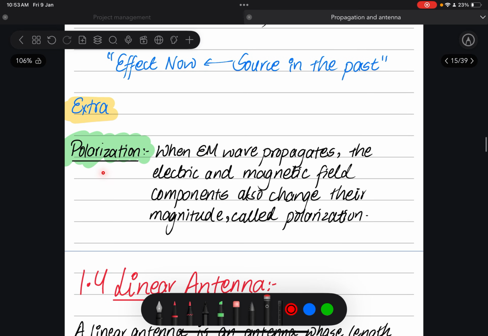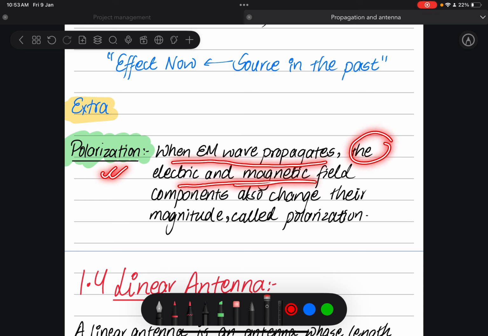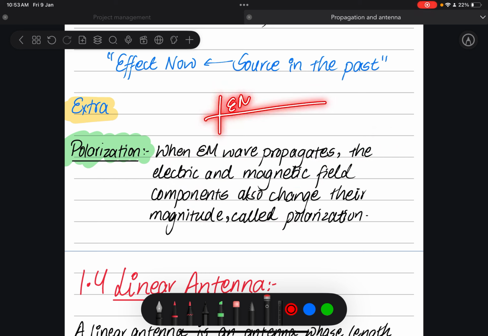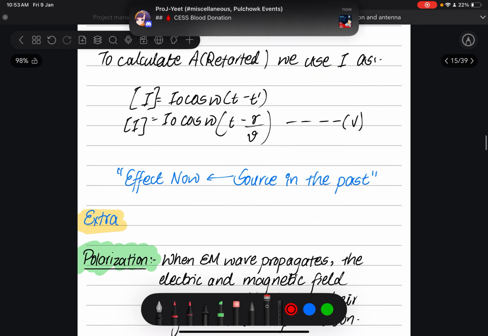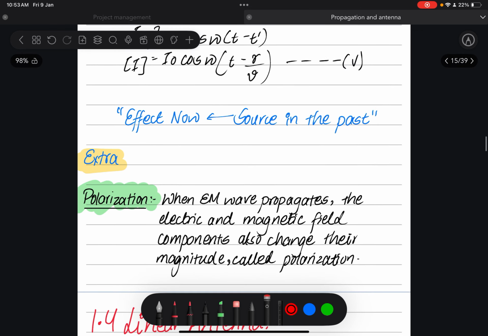So let's talk about what polarization is. When an EM wave propagates, the electric and magnetic field components also change their magnitude, called polarization. As simple as that. When an electromagnetic wave is propagating, the electric and magnetic field components will also change their magnitude, called polarization. So that's it for this video.